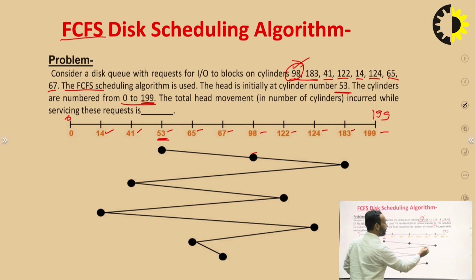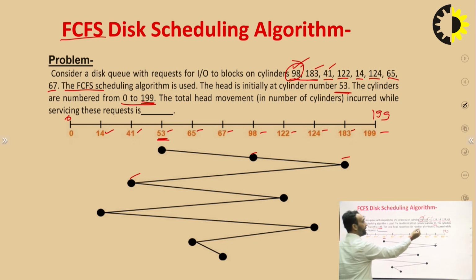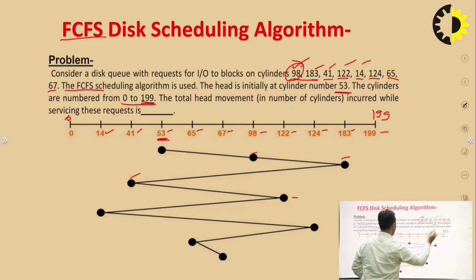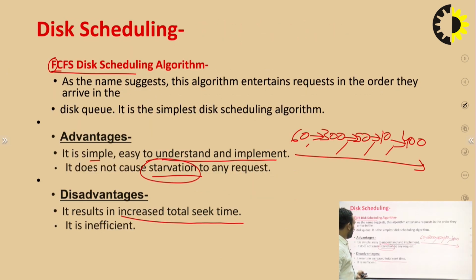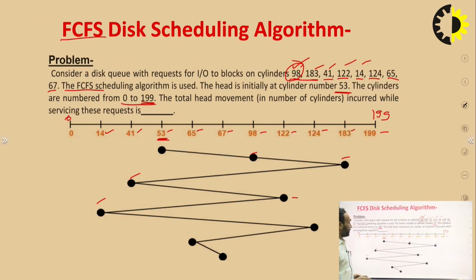After that it will move to the 183. After 183 it will move to the 41 and so on. After 41 it will move to 122. After 122 it will move to 14. As I discussed in a previous slide, what is the disadvantage? It increases the total seeking time of the algorithm. How will it increase?